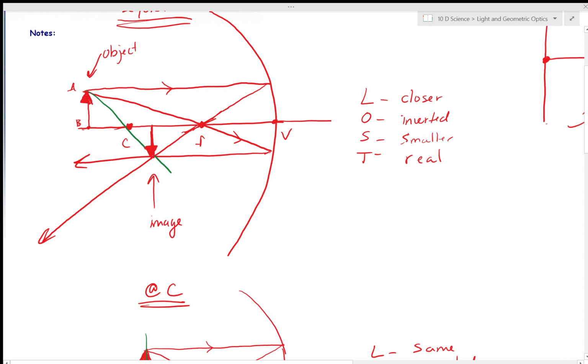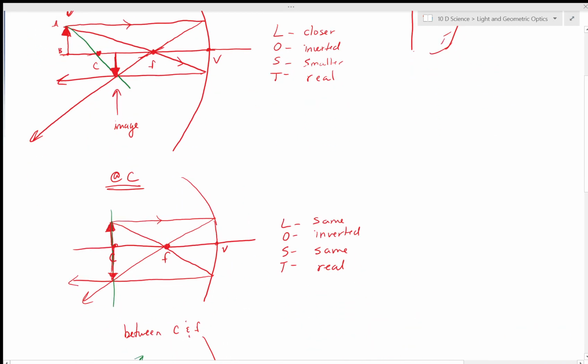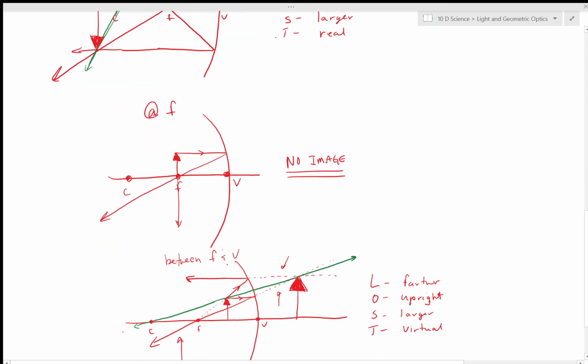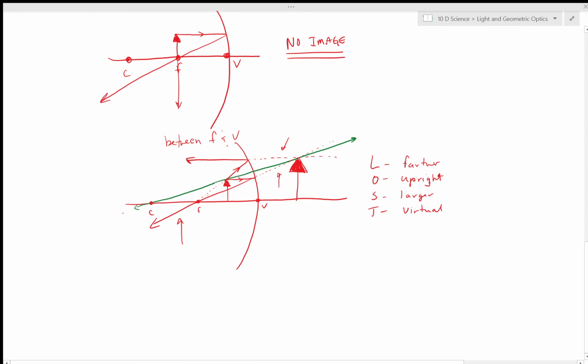Now, why does that happen? Why can we check with that? The reason you can check with that is because if a light ray leaves the center of curvature and goes to any point on the mirror, it doesn't matter where on the mirror it goes, it's always hitting at a 90-degree angle.